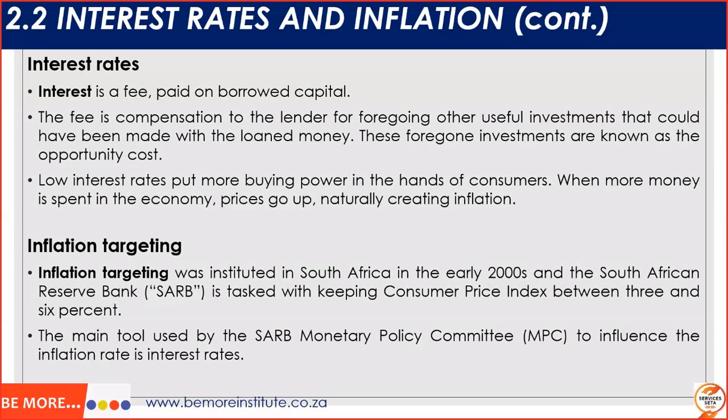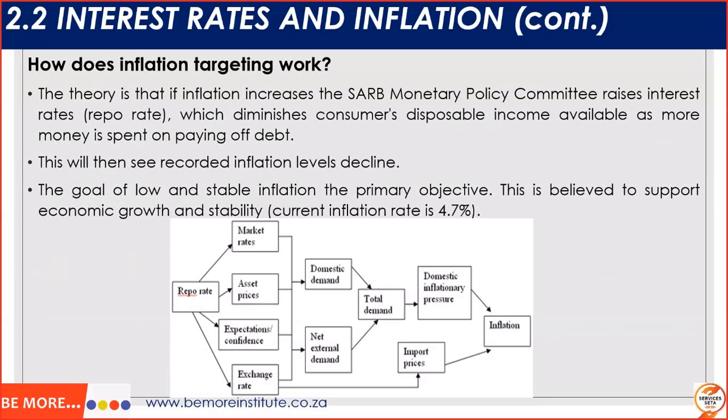How does this inflation targeting work? The theory is that if inflation increases, the South African Reserve Bank Monetary Policy Committee raises interest rates, which is the repo rate. The repo rate is the rate at which the Reserve Bank lends to the commercial banks. This, in turn, diminishes consumers' disposable income, as more money is spent on paying off debt. This will then see recorded inflation levels decline.